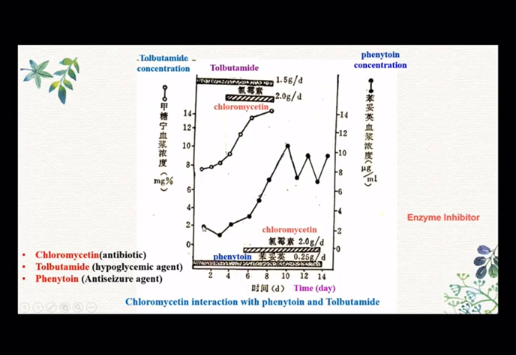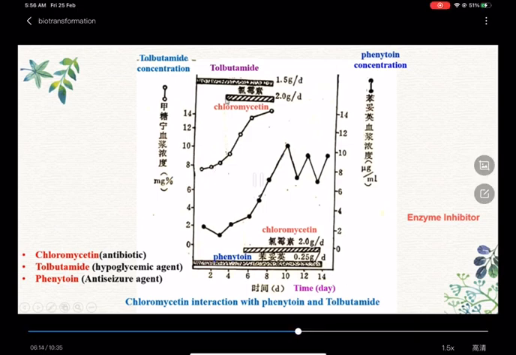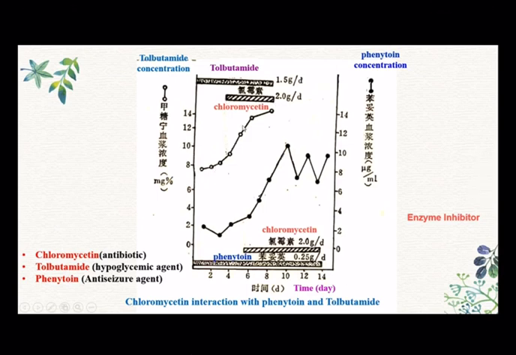When phenytoin was used alone, the concentration was here. When using chloramphenicol together for a period of time, the concentration of phenytoin began to increase and cause toxic effect. If phenytoin is overdosed, there will be many toxic effects. When tolbutamide was used alone, the concentration is here. When using chloramphenicol together for a period of time, the concentration of tolbutamide began to increase and cause a stronger hypoglycemic effect, which will turn into a side effect. Chloramphenicol is an enzyme inhibitor. It inhibits P450 enzyme activity and slows the metabolism of itself and other substrates.